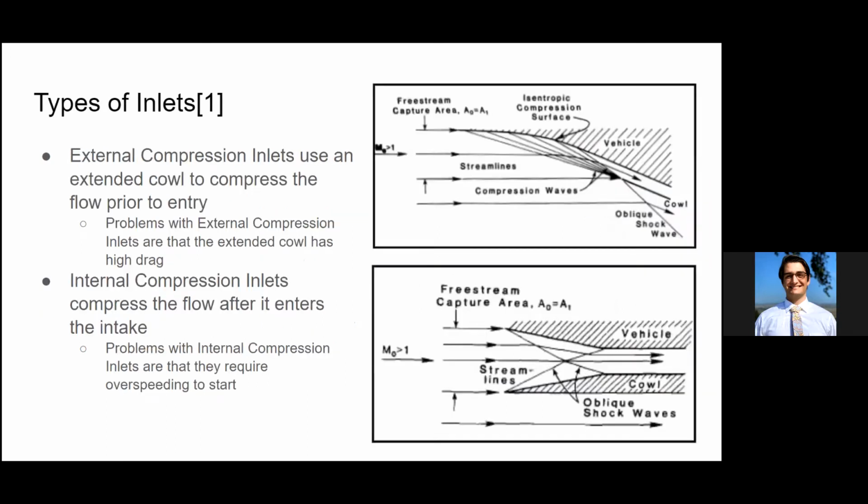So there are different types of inlets in the scramjet and ramjet field. Two main types of approaches to creating your inlet include the external compression inlets, which use an extended cowl to compress the flow prior to entry into the inlet itself. The problem that ensues with the external compression inlets is that the extended cowl has a high amount of drag. The internal compression inlets compress the flow after it enters the intake. The problem with that is that they generally require a lot of overspeeding to start.